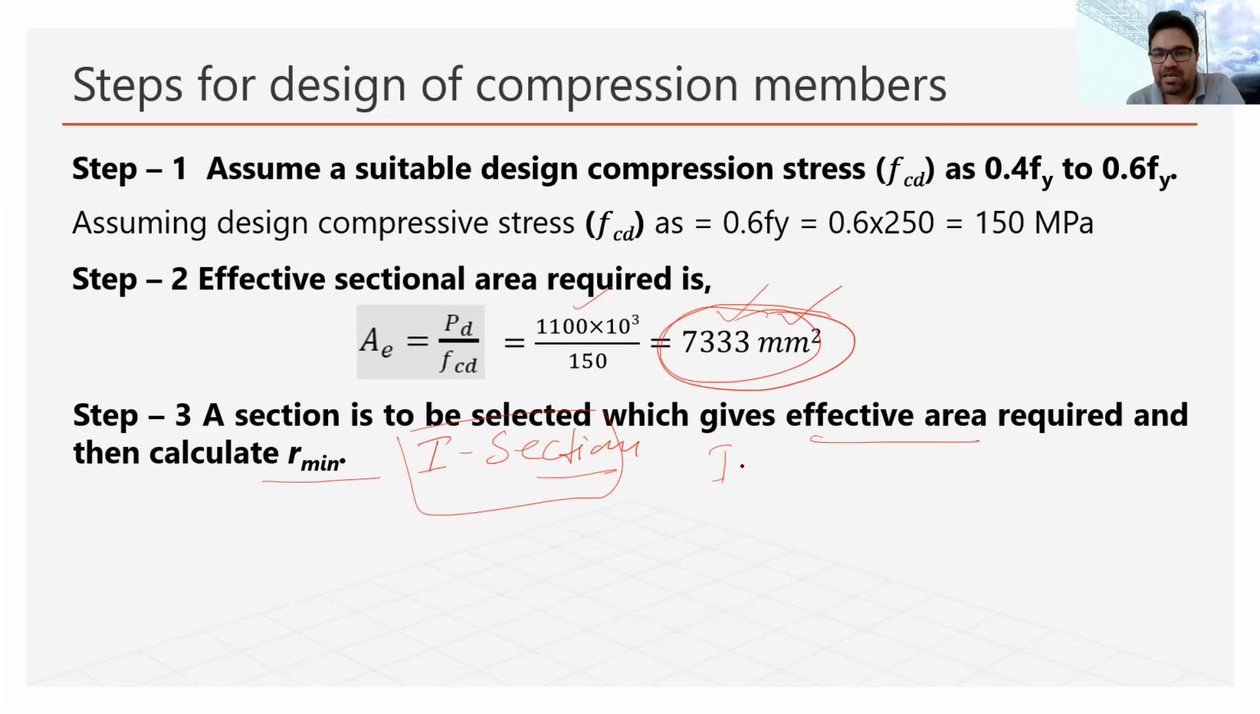In I section, we have the option of taking either ISMB or ISHB. Okay, so we have these options. I will show you that table. How do we find that? So the area that we have to see is 7333. If we convert this into centimeter square, this becomes 73.33 centimeter square, because the area in the steel table is given in centimeter square. That is why I have converted it directly here.